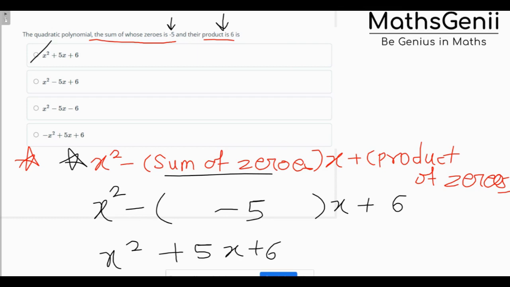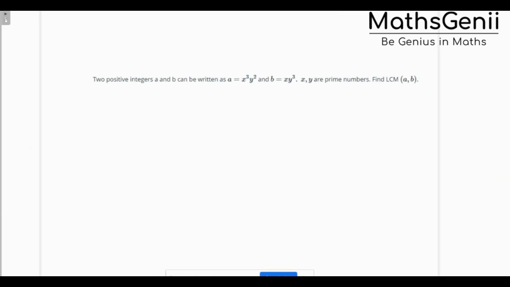How many steps did I require to solve this question? Only one step. But that is possible only when you know this formula. Moving on to the next question. Now we are done with the polynomial types. Now let's look at LCM and HCF type.